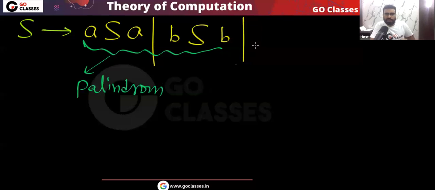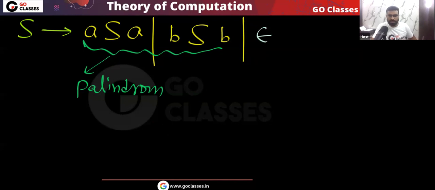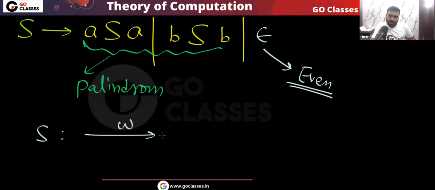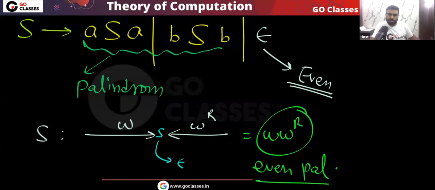Now if you want even palindrome, then you just put epsilon in the middle after generating this type of palindrome. Is this clear? If I put this epsilon, then I will get even length palindrome, because S will generate something like W, and then there will be W reverse, with S in between. So this S I can replace with epsilon, so that I get W W reverse, which is the even palindrome. So this epsilon will bring you even palindrome.